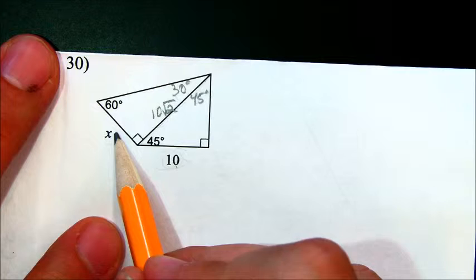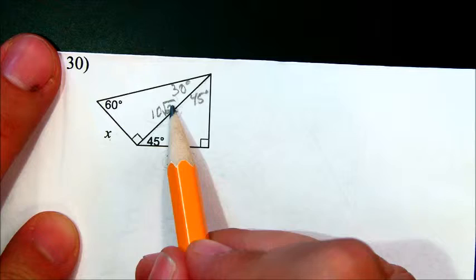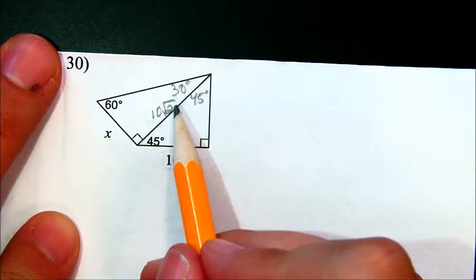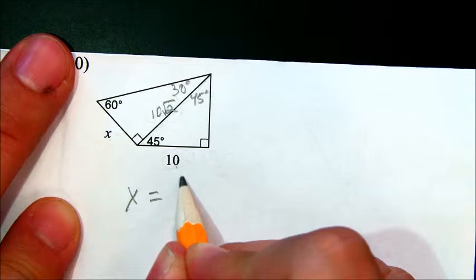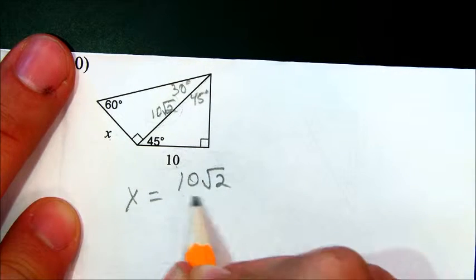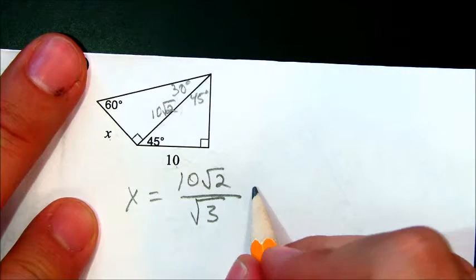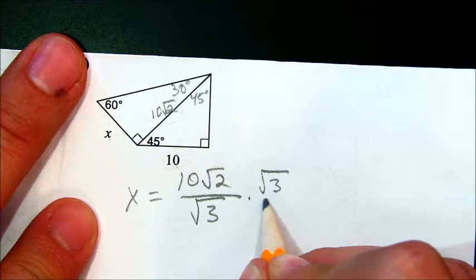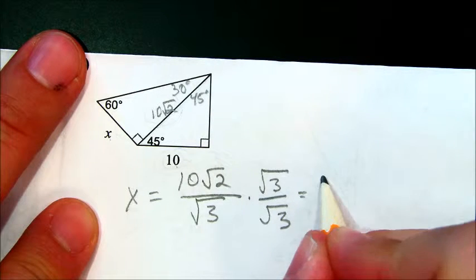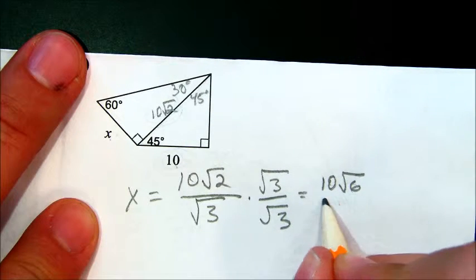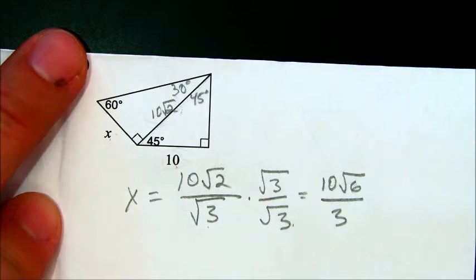Well, the short leg is just going to be that long leg divided by the square root of 3. Remember, to go from the short leg to the long leg, we multiply by the square root of 3. So to go backwards, we'll divide by the square root of 3. So x is going to be the long leg, 10 times the square root of 2, divided by the square root of 3. And we'll probably rationalize that by multiplying by root 3 over root 3. That gives us 10 root 6 over 3, and we can probably just leave it like that.